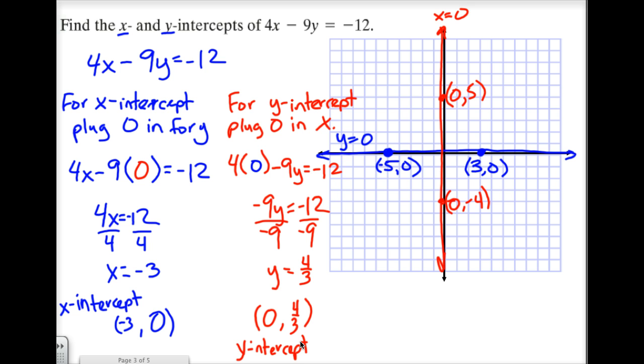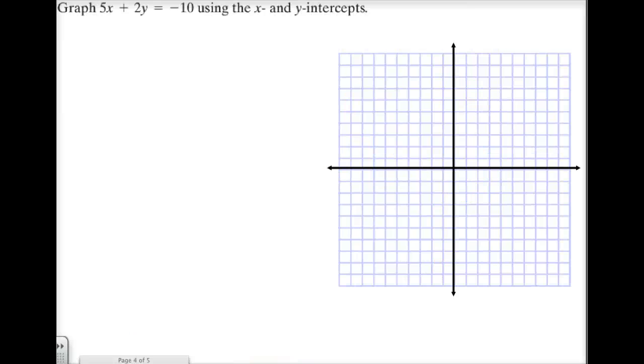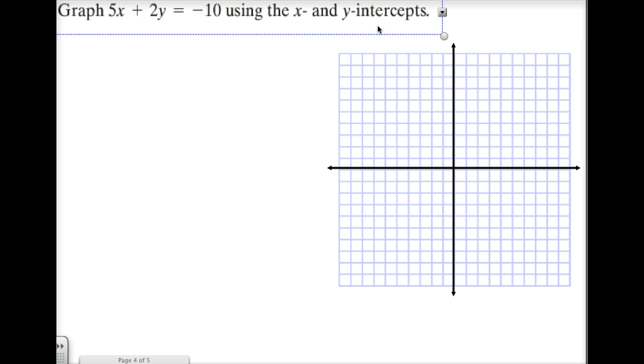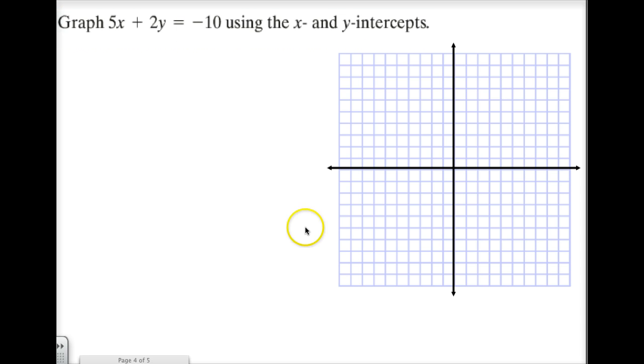So the two steps that you need to understand in order to find the x and y intercepts: to find the x-intercept, plug 0 in for y and solve. For the y-intercept, plug 0 in for x and solve. So now we're going to graph it using those intercepts. In order to graph a linear equation, you just need 2 points. And we're going to use the standard form of graphing, which means that we're going to find the x and y intercepts for our equation.